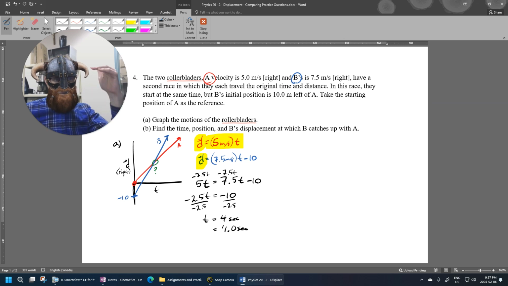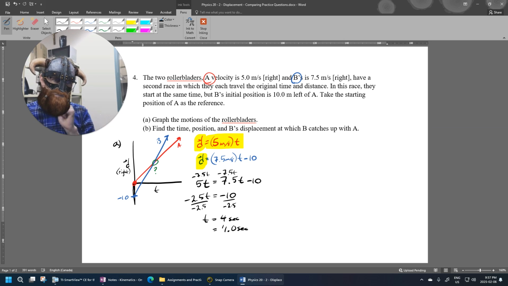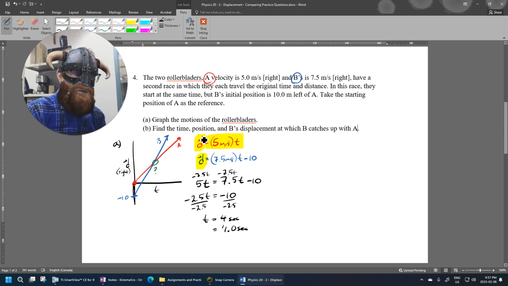Remember, we're measuring from A's position. And I also want to find B's displacement, which is slightly different than the last one, but you'll see how that's so. Okay, so I'm going to find out the position. I'm going to take this time and put it back into one of these two equations. I'm going to pick the easy one, the 5 meters per second one, and put the 4 seconds into that one.